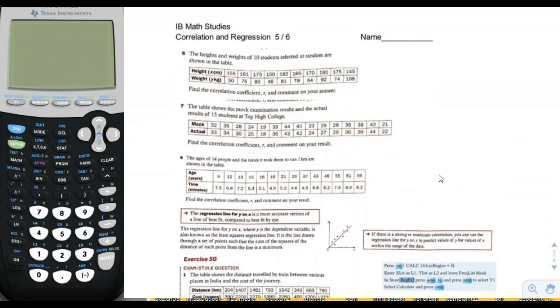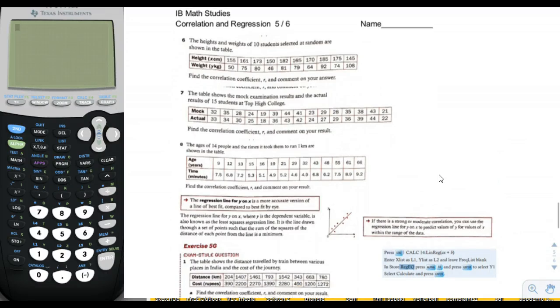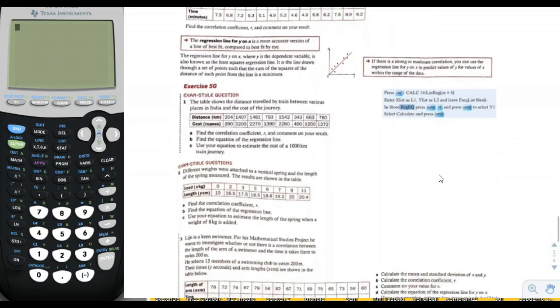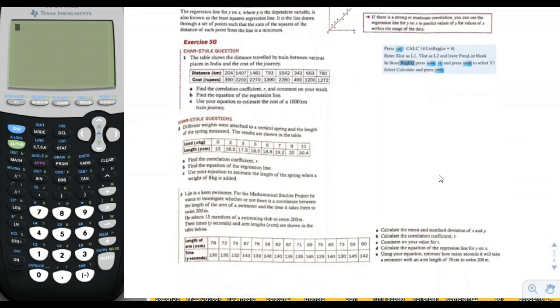Okay, correlation and regression, page 5 and 6. So basically, the last half of page 5 and all of page 6 are similar problems, so I'm just going to do one for you, and then you can see how to do that one, and then the others are going to be done in the same manner. Of course, you don't have to do them all, just do as many as you think are necessary to be comfortable with the procedure. Okay?